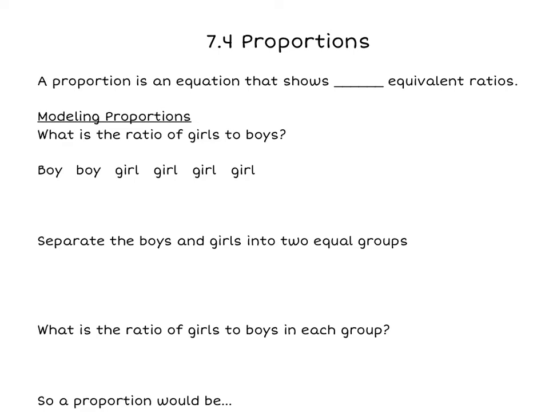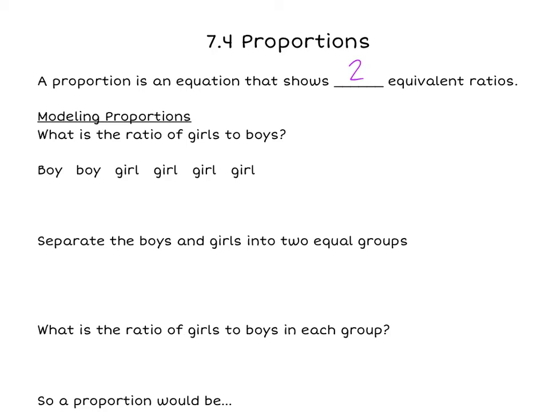All right, so if you look here, sentence on the top, a proportion is an equation that shows 2. The number 2. I don't know why I didn't write it. Number 2. 2 equivalent ratios. Okay? Doesn't show 3, doesn't show 4, it shows 2. One ratio equal to another ratio.